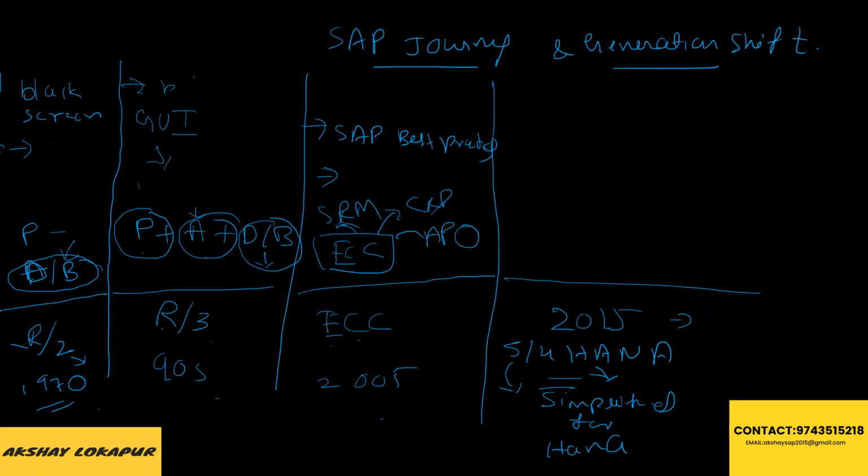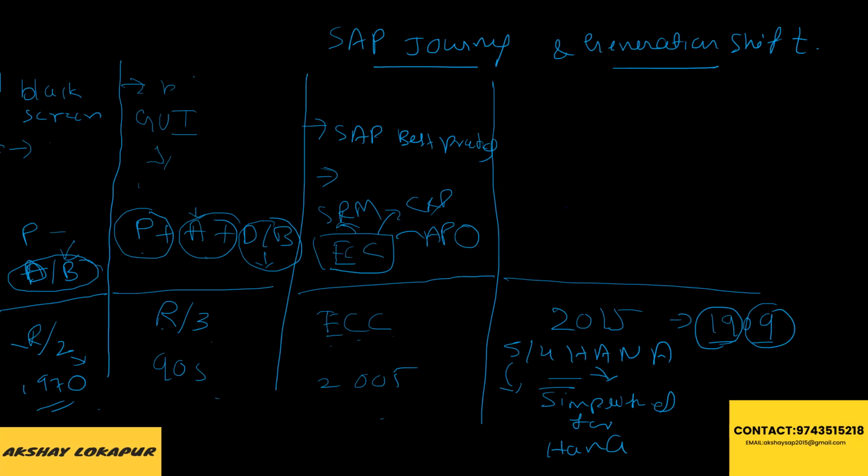Presently it is running 1909. What is this 1909? 19 is the year and 09 is the month, like 1809 and 15. Now every year they are working on solutions, SAP notes and so on. So they are upgrading themselves. Now 1909 is running.